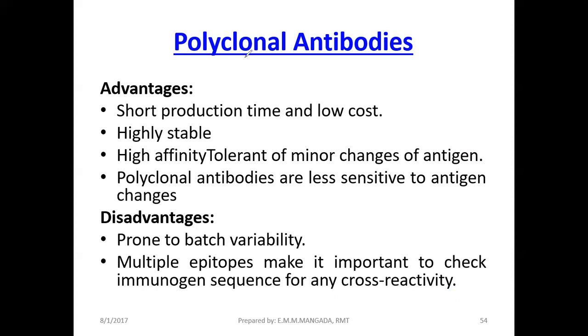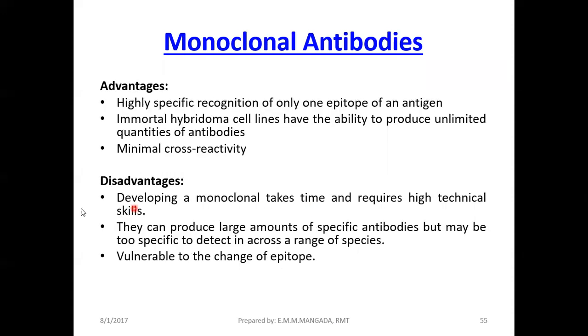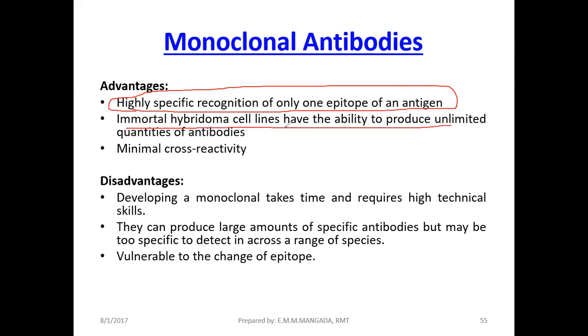So, polyclonal antibodies, advantages and disadvantages. Next, we have monoclonal antibodies, advantages and disadvantages. So, guys, advantages, it's highly specific for only one epitope. Tama? Kasi galing lang sila sa isang population ng B cell. Immortal hybridoma cell lines have the ability to produce unlimited quantities of antibodies.